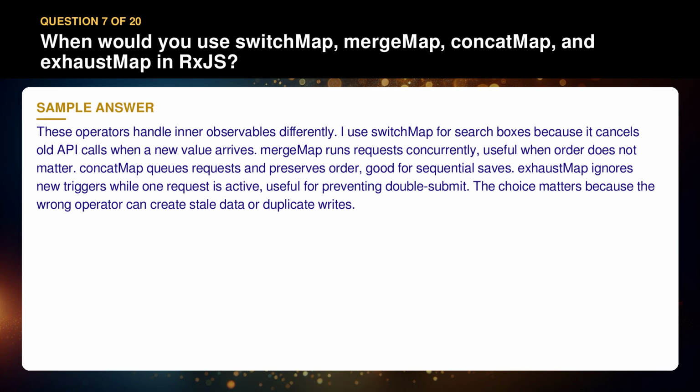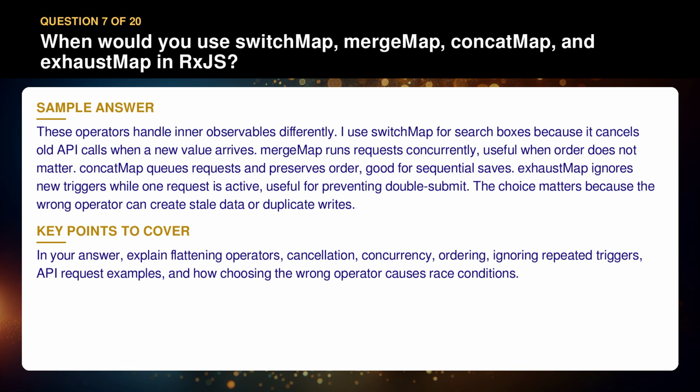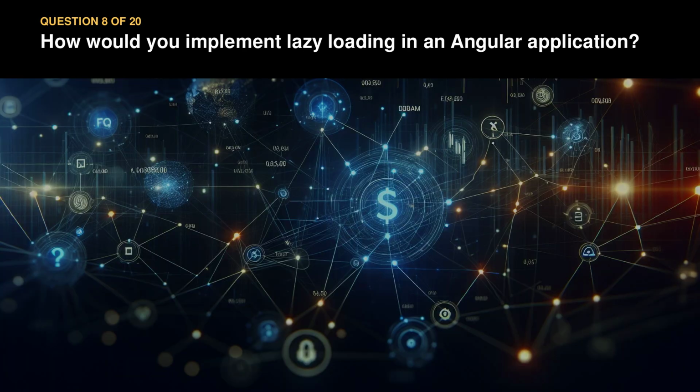The choice matters because the wrong operator can create stale data or duplicate writes. In your answer, explain flattening operators, cancellation, concurrency, ordering, ignoring repeated triggers, API request examples, and how choosing the wrong operator causes race conditions.